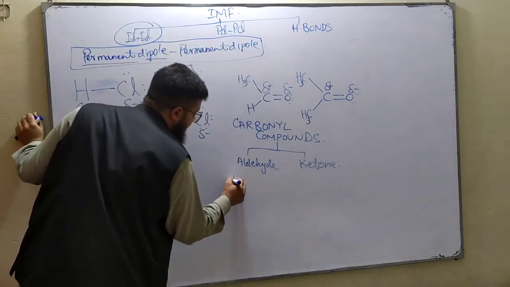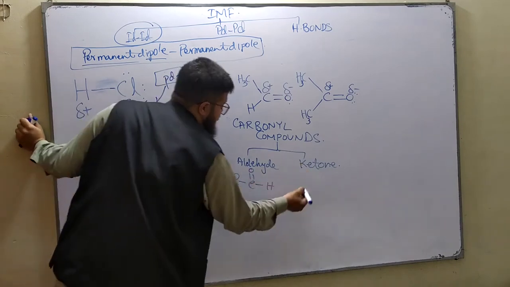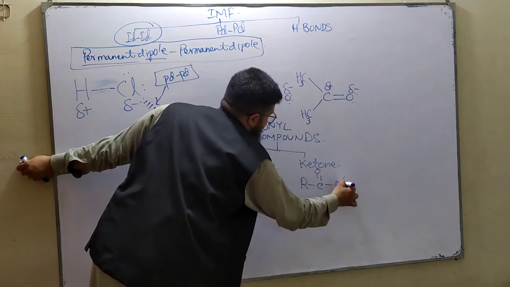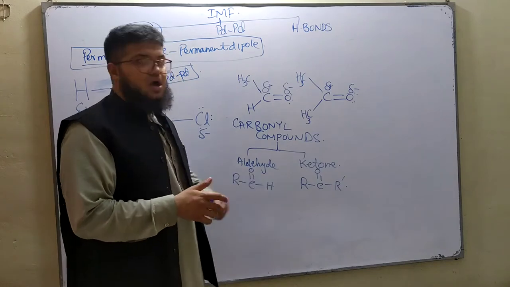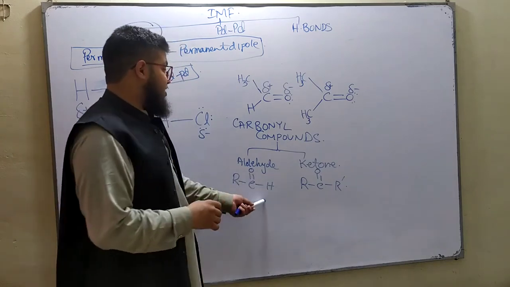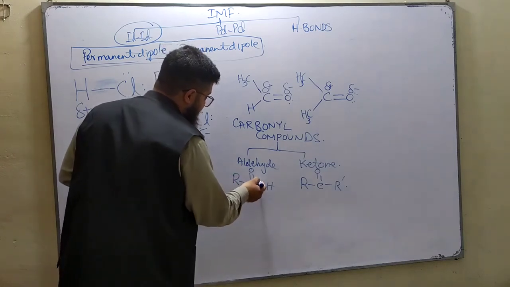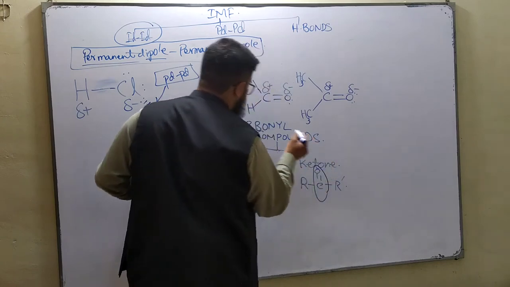Aldehydes are those compounds which have the functional group R C double bond O H, and ketones are those compounds which have the functional group R C double bond O R prime. The R is a hydrocarbon chain, the R prime is also a hydrocarbon chain. This is how an aldehyde looks and this is how a ketone looks. This C double bond O group over here is the functional group called the carbonyl group.